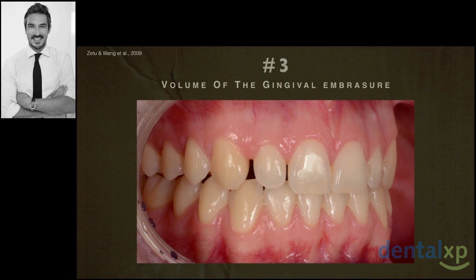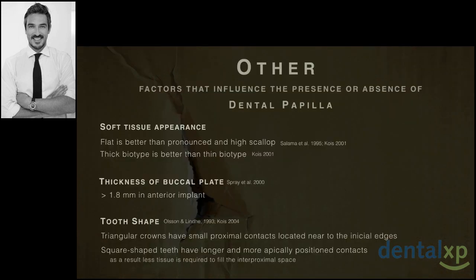And in this case, we had a patient that didn't want to do Invisalign, and didn't have a lot of cash to spend. So just with a little bit of composite, we closed that gap according to the literature, and we got an improved papilla. Maybe not perfect, but improved. So other factors that will influence the presence or the absence of dental papilla: soft tissue appearance. So flat is better than pronounced, and high scalloped, of course, from Salama.